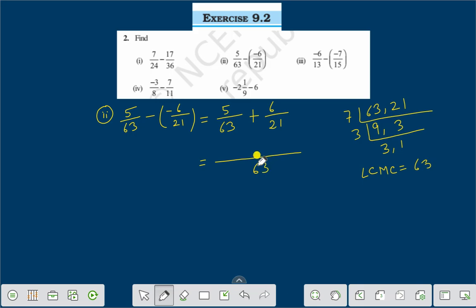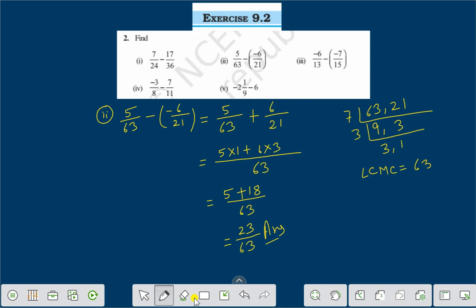LCM is 63. If we divide 63 by 63, it is 1. This is 5 into 1, plus, if we divide 63 by 21, it will be 3, so it is 6 into 3. That is, you are getting 5 plus 3 sixes are 18, by 63. If we add 18 with 5, we get 23 by 63. So we are getting the answer as 23 by 63. This is the answer of question number 2.